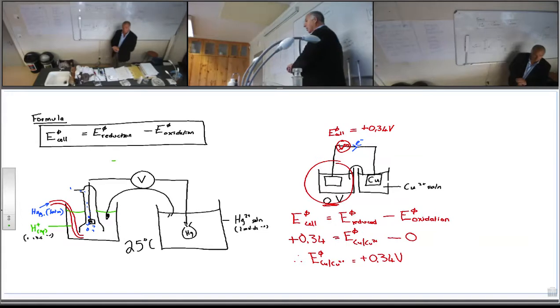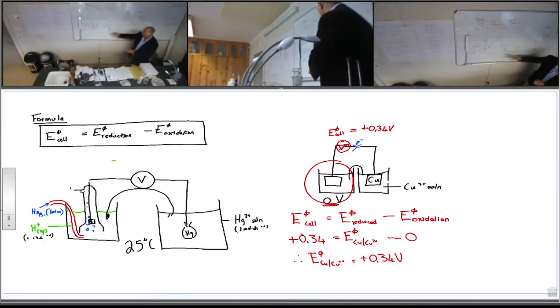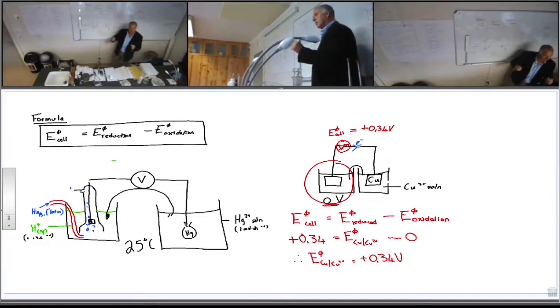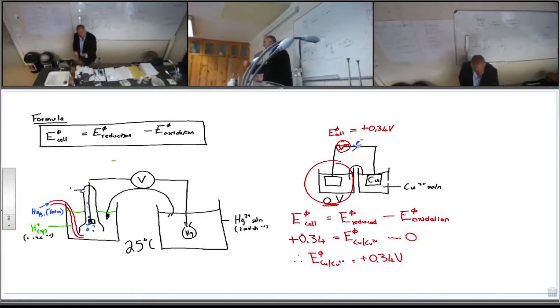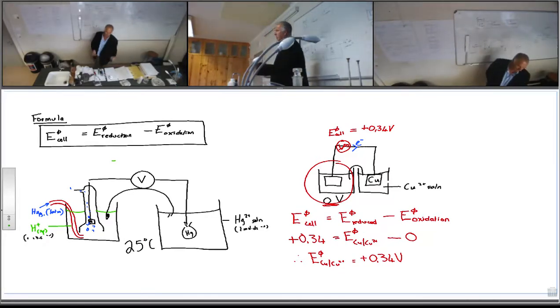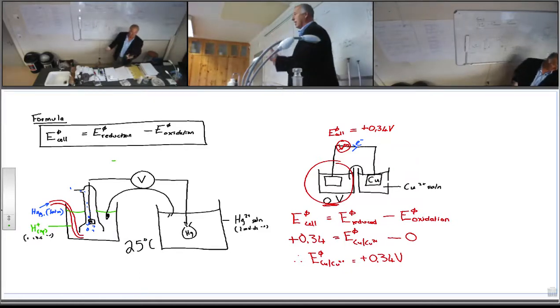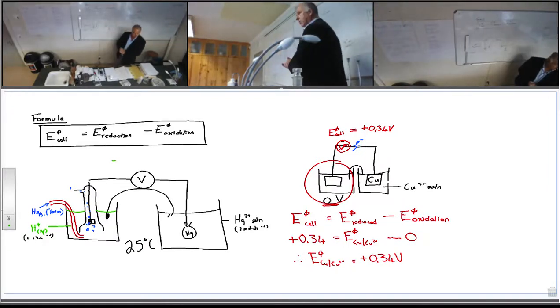We'll look at that again in a moment. So what would we say are the conditions that we've done it at? Standard conditions. That's why the heading at the top of that table 4b says standard reduction potentials. If you were to do it at 30 degrees, you'd get another reading. It wouldn't be a standard reduction potential, it would be a reduction potential at 30 degrees. But if it says standard, it means it's done at 25 degrees.